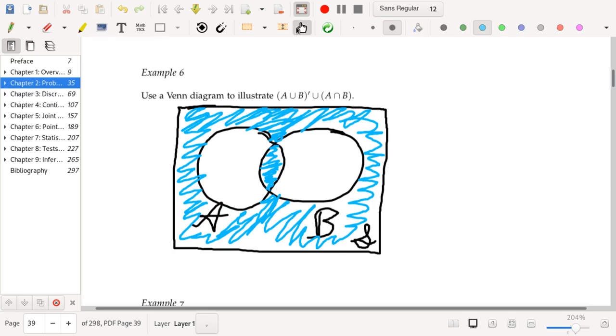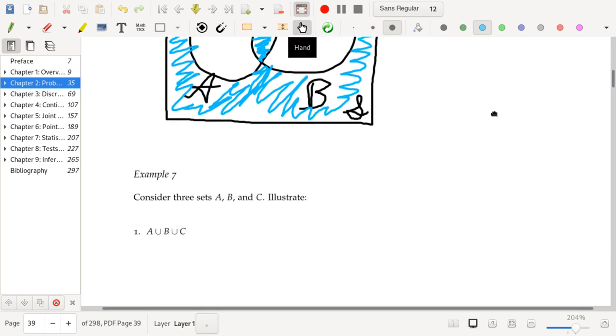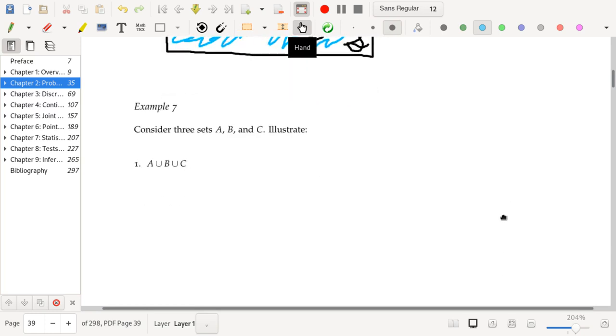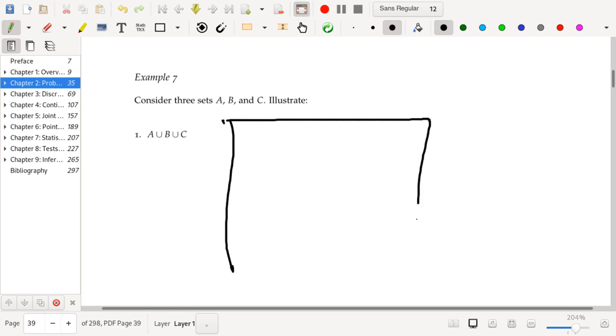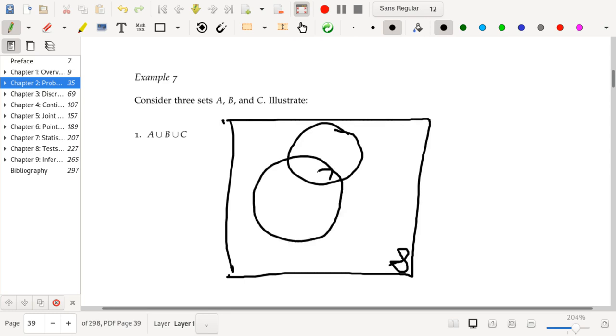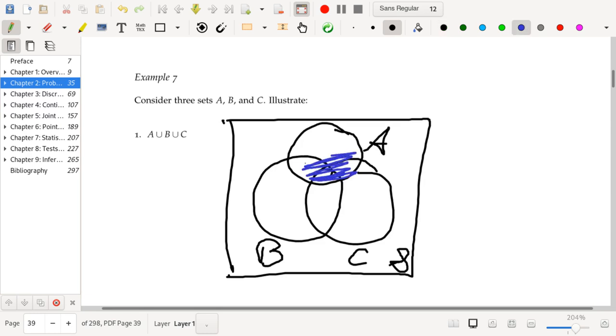Next example, consider three sets A, B, and C. So how would I draw these in a Venn diagram? I would have my square denoting the universe of possibilities, which is S. And then I draw three circles, one for A, one for B, and one for C. So what is the union of A, B, and C? Well, if I shade everything in A, and then everything in B, and then everything in C, if a point ever got shaded, it's going to be in that union.